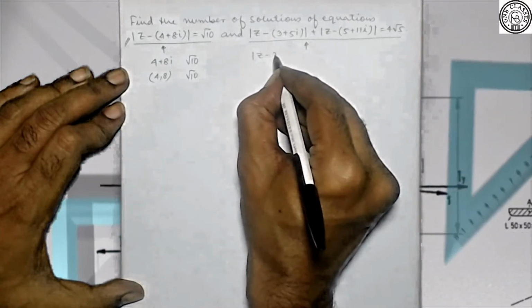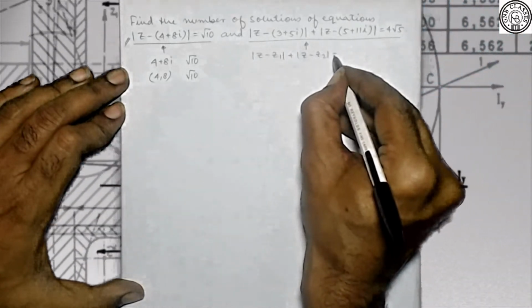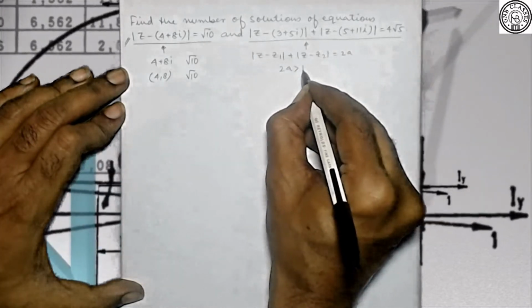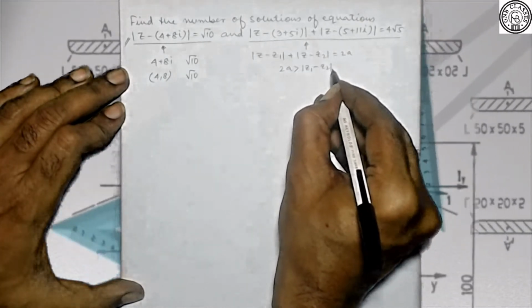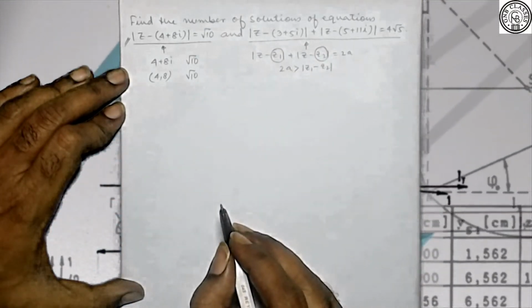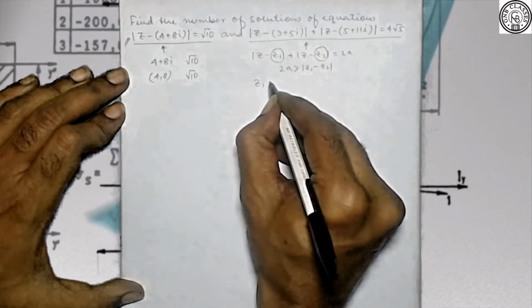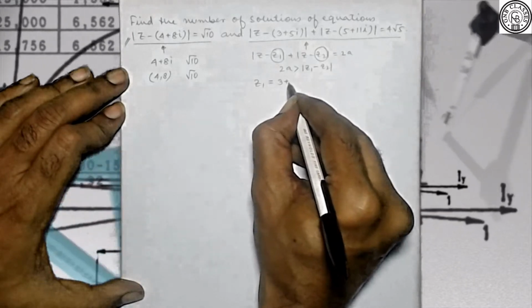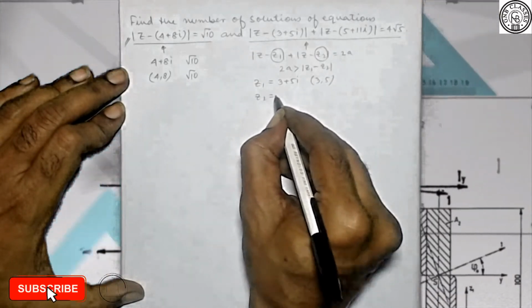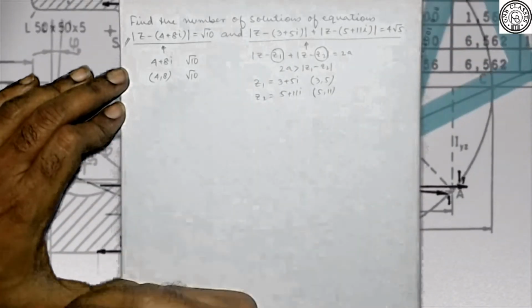We know that mod of z minus z1 plus mod of z minus z2 equals 2a represents an ellipse when 2a is greater than mod of z1 minus z2, where z1 and z2 are the foci of that ellipse. In this case, the foci are 3 plus 5 iota, that is the point (3, 5), and 5 plus 11 iota, that is (5, 11).